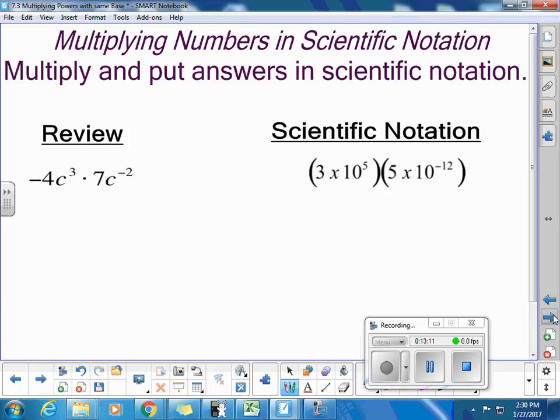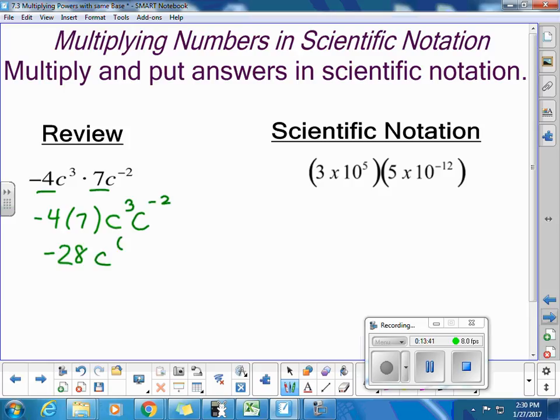Let's see. We have another problem that I think is this section, and then we have a review one. But here, numbers times numbers, negative 4 times 7, and then c to the 3rd times c to the negative 2nd. So negative 4 times 7 is negative 28. That's just a number, a negative number. I don't need to move it because that's fine. I just can't have negative exponents.